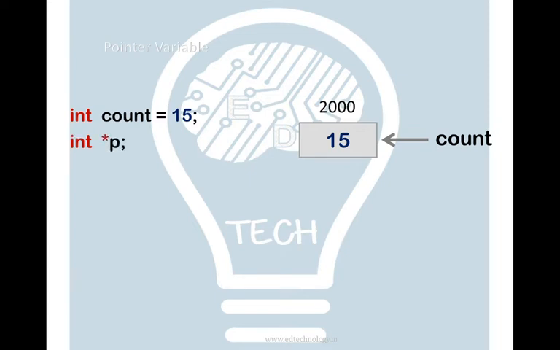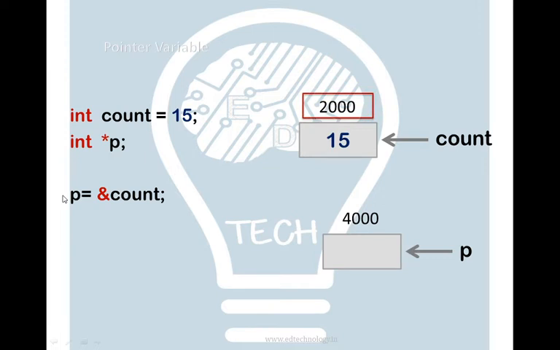We are declaring integer star p, which again has some other location, and then we are assigning the value of &count to p. So that means the value of the address of count will be stored in p, which is 2000, as you can see highlighted on the screen, and it will be reflected here.